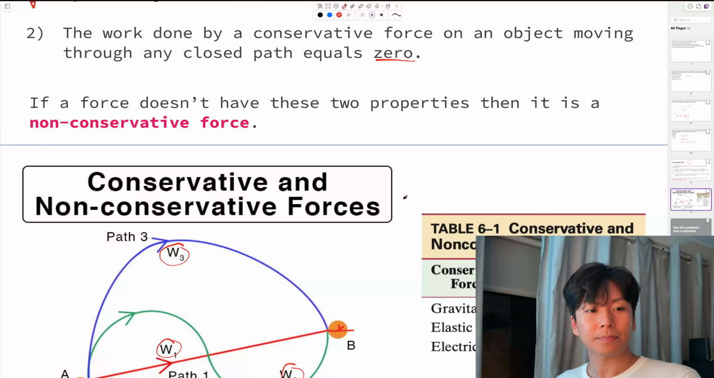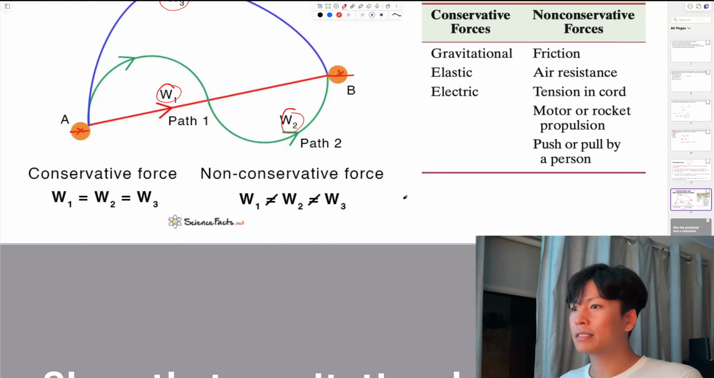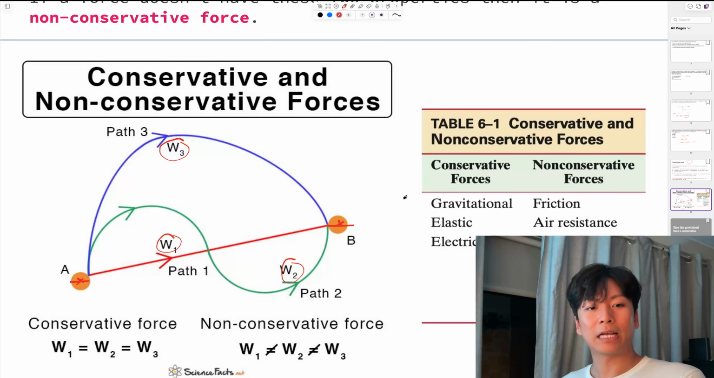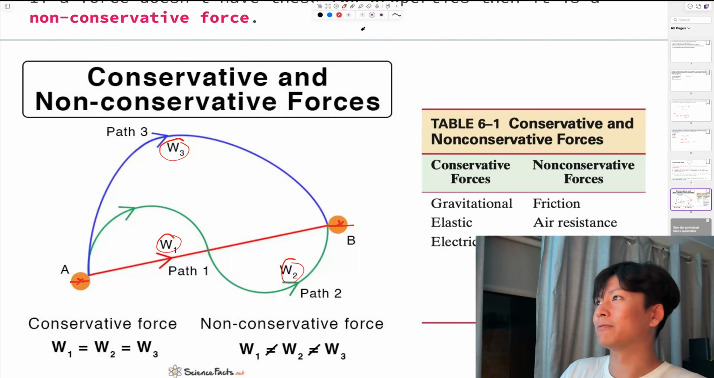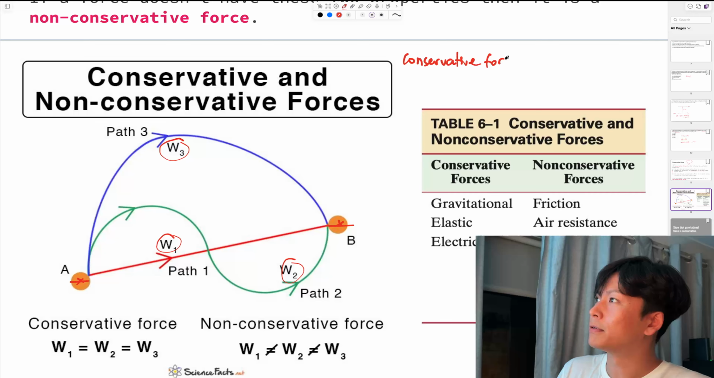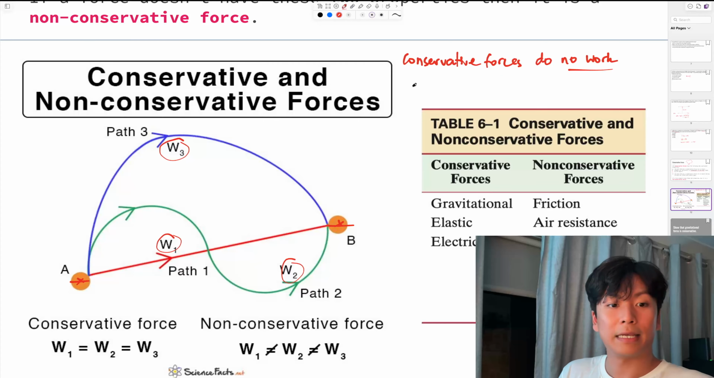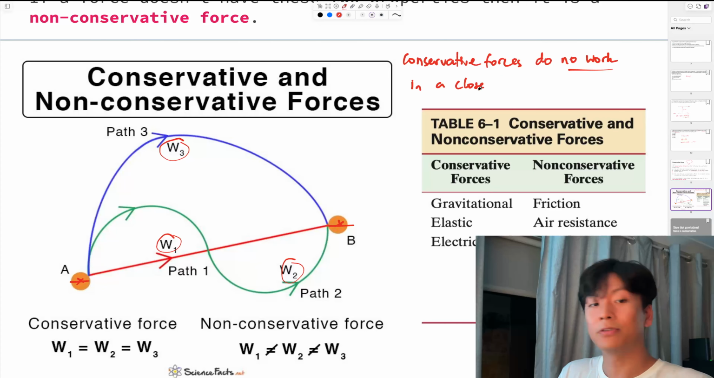Okay, so conservative forces do no work in a closed path. I think I should probably write it down. Conservative forces do no work in a closed path. And I will prove that to you with gravitational force in a second.